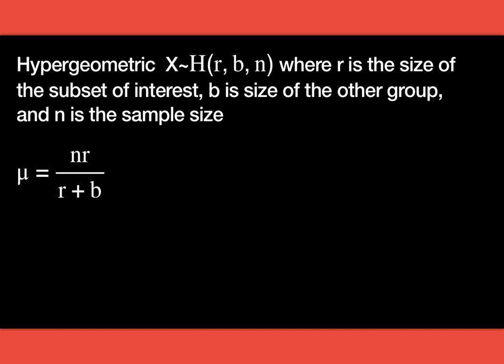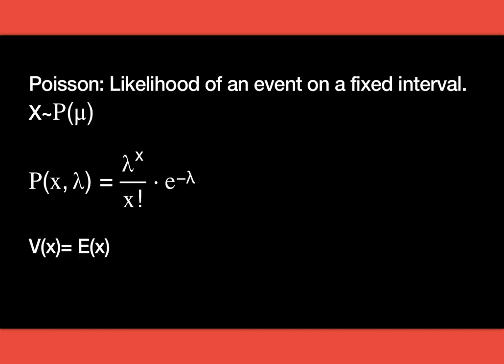All right. And then if you had to find the mean, the expected number of males in a given group, that's how you would do it. Pretty short formula, but just remember what all the letters mean. And then the last one for today is the Poisson. That's the likelihood of an event on a fixed interval.